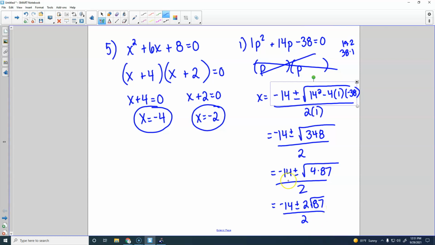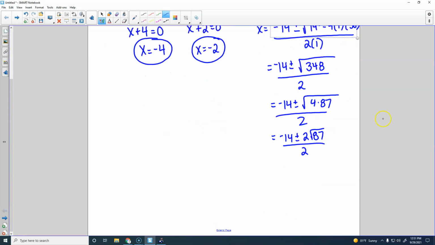And then you have to simplify this. You're looking at these 3 numbers right here. They have to all be divisible for you to reduce. They are in this case. So you would have negative 7 plus or minus 1 square root of 87 over 1 if you divide all those numbers by 2. But we would write it negative 7 plus or minus square root of 87.